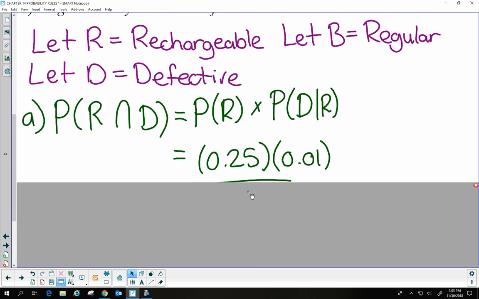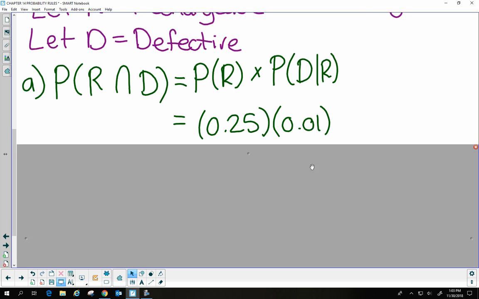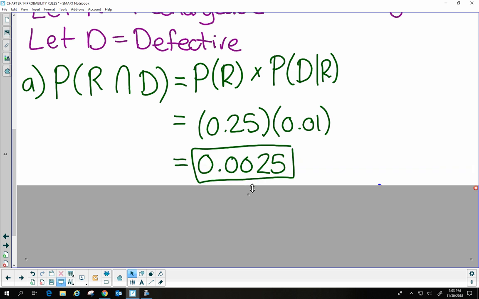So the probability of being rechargeable is 0.25. Probability of being defective if it's a rechargeable battery is 0.01. We were just given that conditional probability. So we find out the probability of selecting a rechargeable battery that's defective is 0.0025. So not a very high percentage at all.